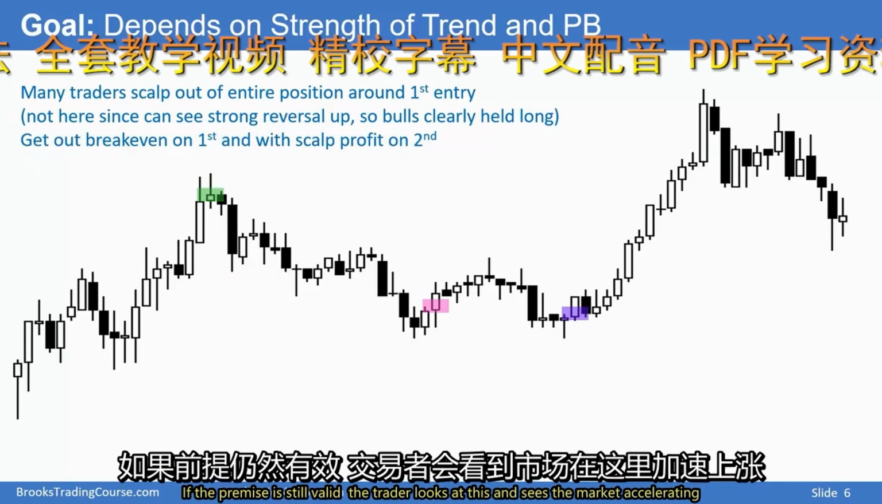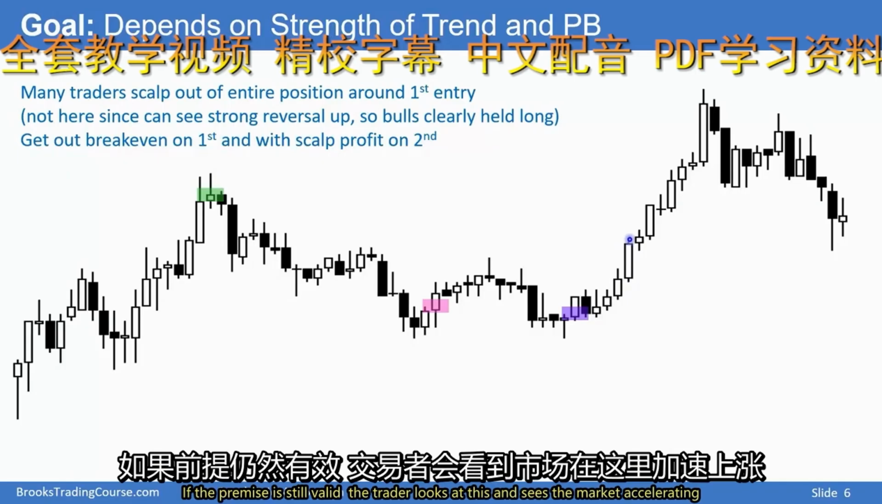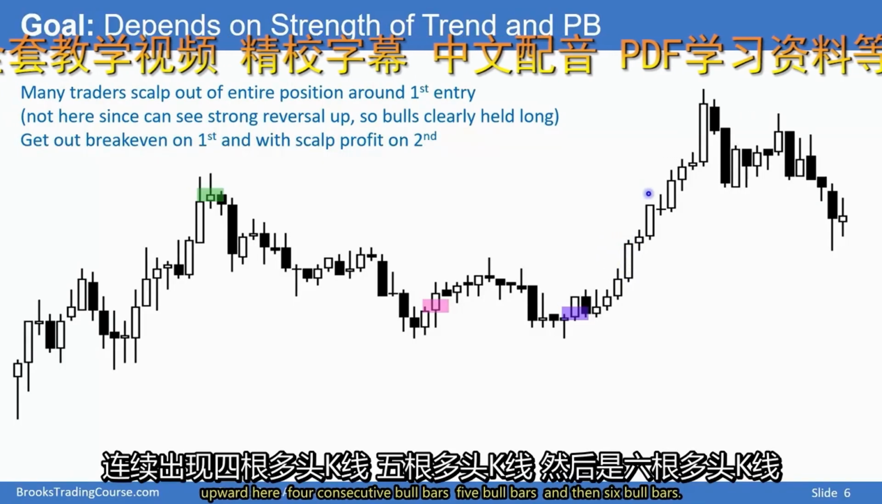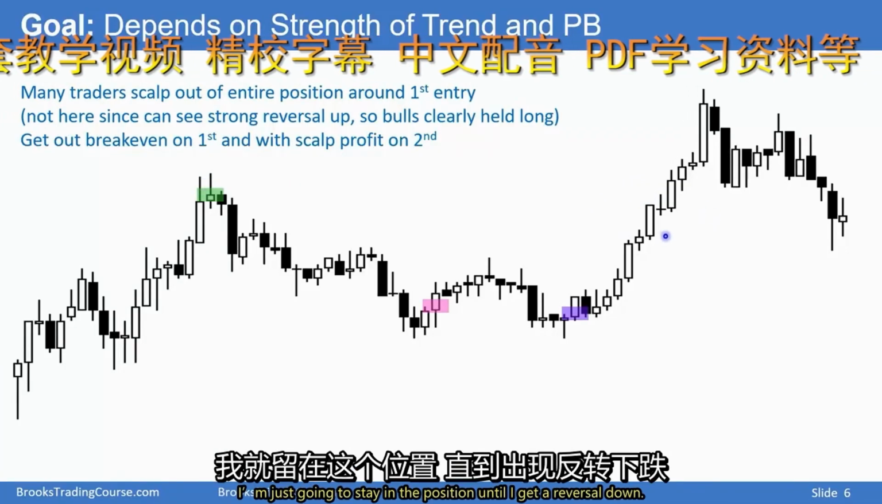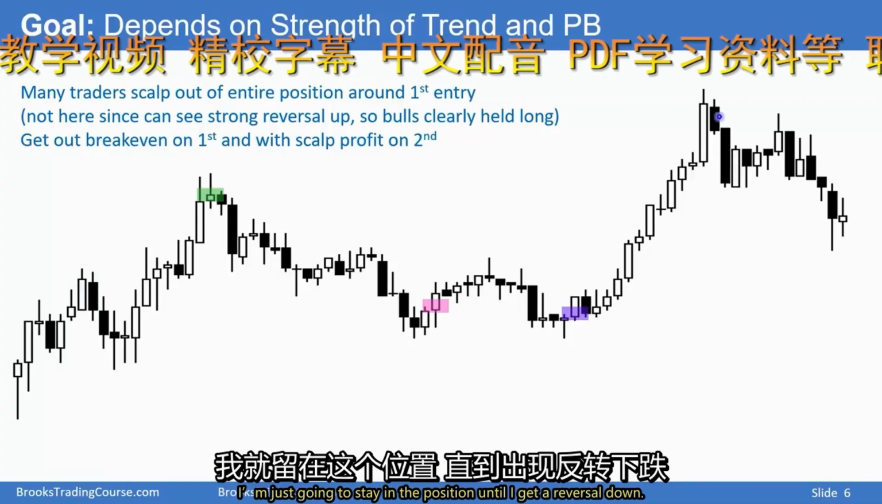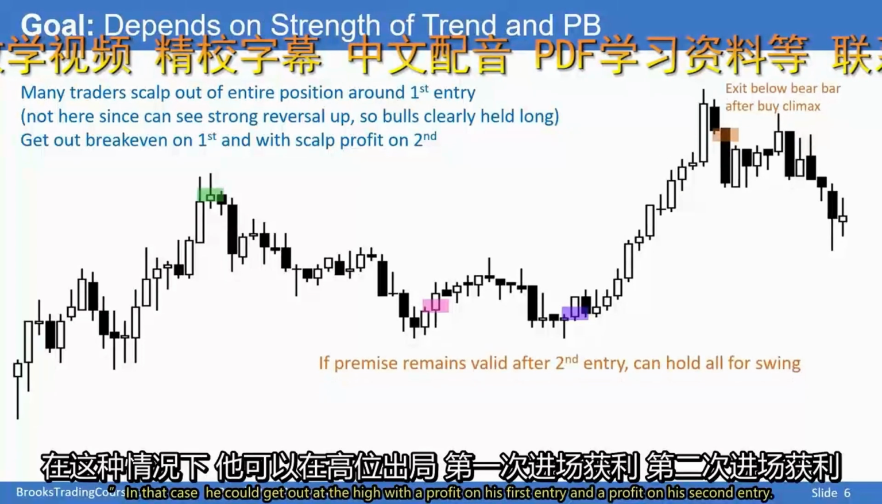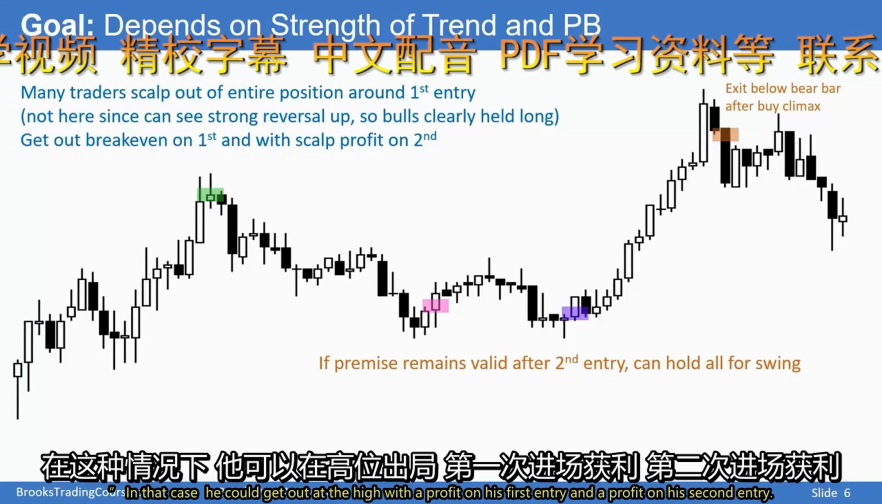If the premise is still valid, the trader looks at this and sees the market accelerating upward here, 4 consecutive bull bars, 5 bull bars, and then 6 bull bars, he might decide, well, I'm not going to get out here. I'm just going to stay in the position until I get a reversal down. In that case, he could get out at the high with a profit on his first entry and a profit on his second entry.